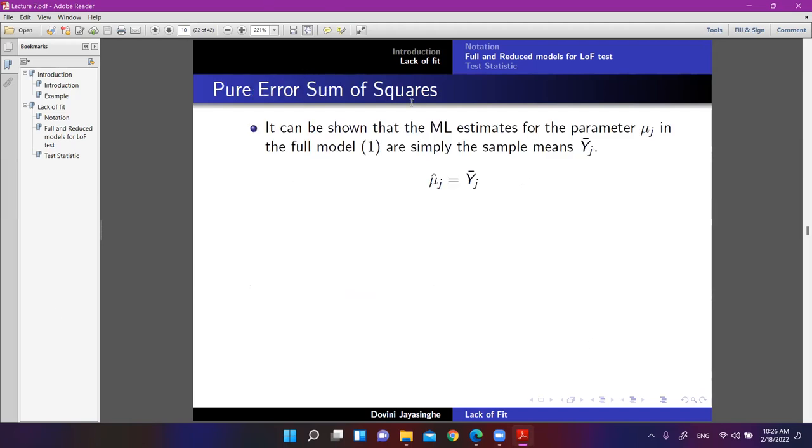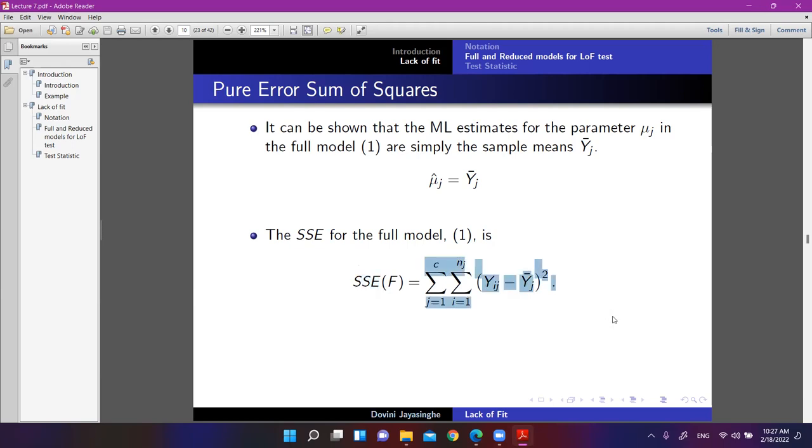So what is the pure error? The gap between the sample mean and the considered observation. So it can be shown that the maximum likelihood estimate of the parameter mu_j in the full model is simply the sample mean y bar j. SSE for the full model is, so SSE(F) means the full model, you don't have to put F, that's fine. Because it's the same SSE, the same way you compute it, right?